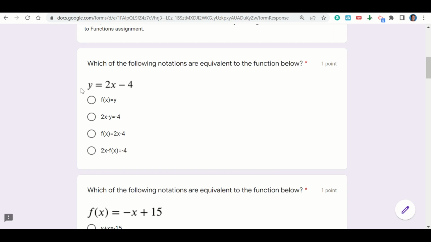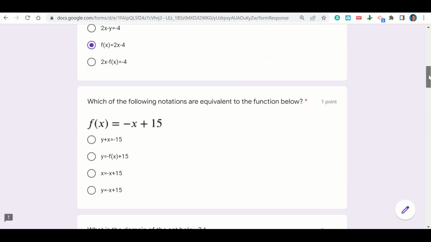So we don't change anything, we just change y to be f of x. So it should say f of x equals 2x minus 4. This one says f of x equals 2x minus 4, so we'll go ahead and mark that as our answer. Then we move on to the next one. Which of the following notations are equivalent to the function below? We have f of x is equal to negative x plus 15. Again, y and f of x mean the same thing, so we're just going to change f of x to be y. So it should say y equals negative x plus 15, which is this one here.